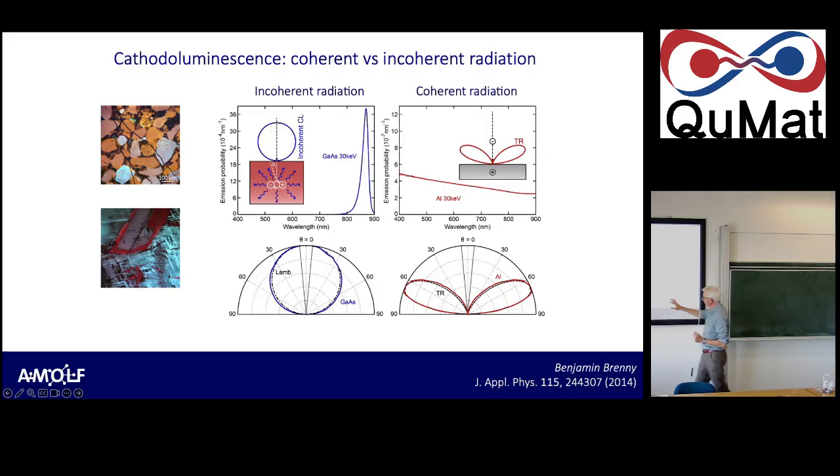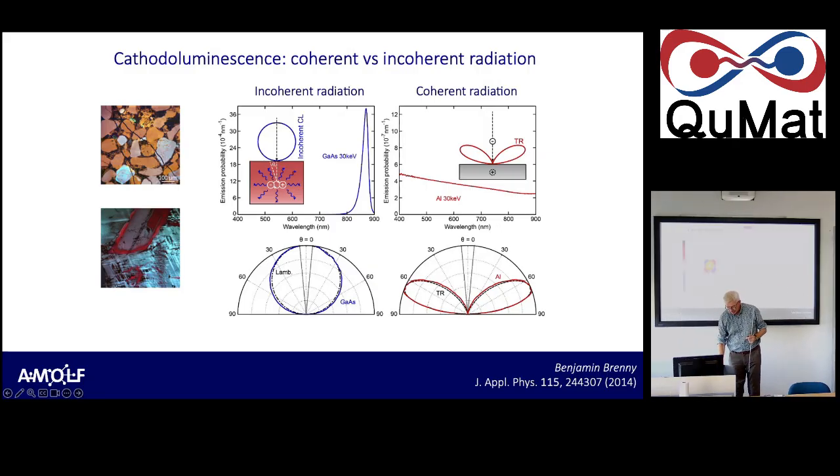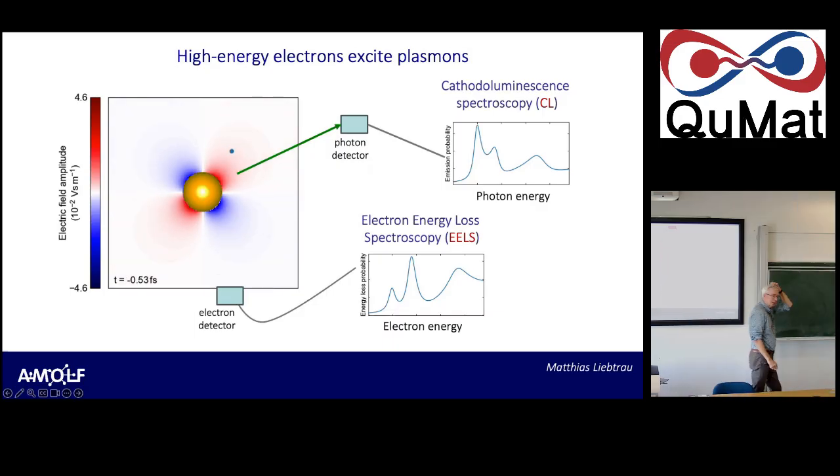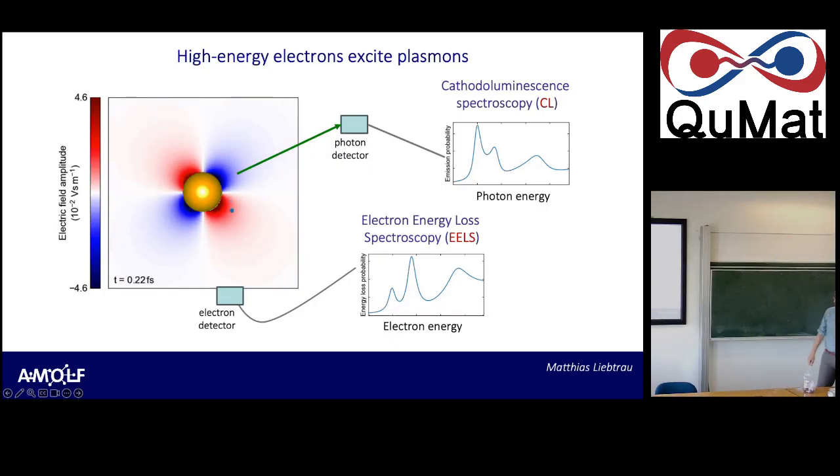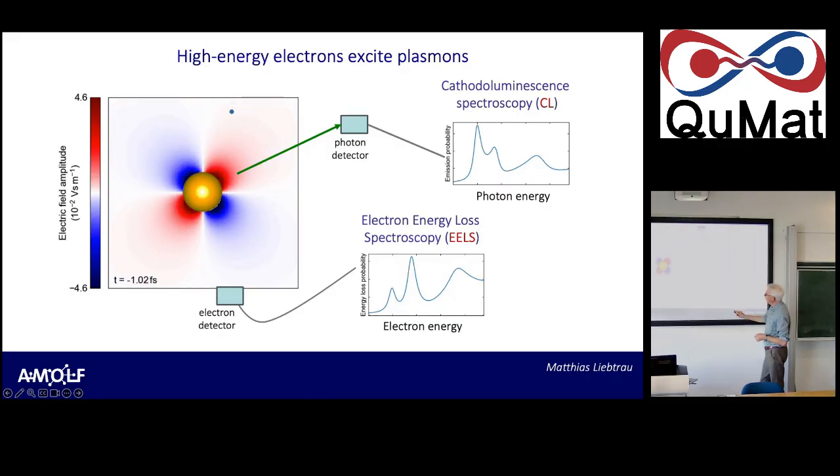So these are the two characteristic angular distributions. Let's look in more detail at what happens if an electron passes by a nanostructure. Now we're moving away from this single interface, this transition radiation. We make an elementary particle, so to say, in nanophotonics, a small metal nanoparticle. This could also be a dielectric nanoparticle.